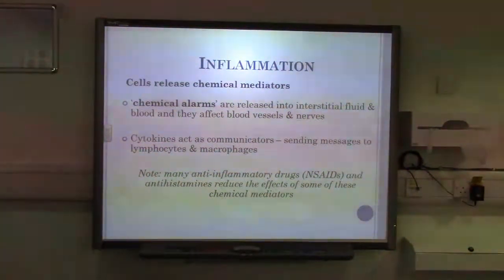Many of the anti-inflammatory drugs that we see clinically, and the antihistamines, reduce the effect of the chemical mediators. So those chemical alarms, if the chemical alarms aren't present within our body, then we can't move on to the next stage of inflammation.